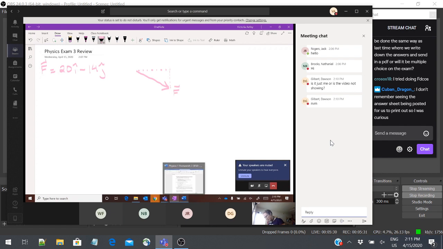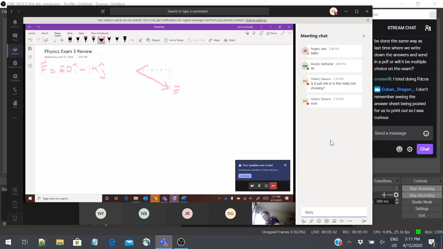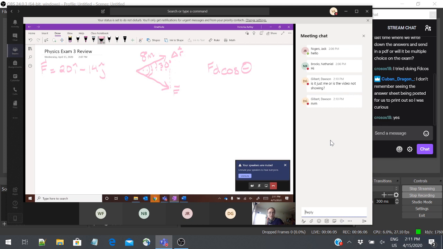And then it asks you to find the work if it moves a distance of 8 meters at a 30-degree angle above the positive I direction. So delta R is 8 meters, and this is 30 degrees. If you want to do FD cosine theta, you would have to find this angle theta. Does that make sense, Corey? Awesome. That's a common thing for students to have issues with.